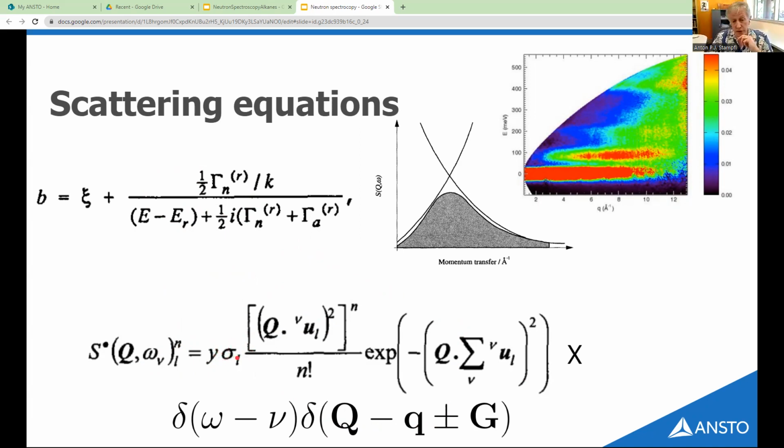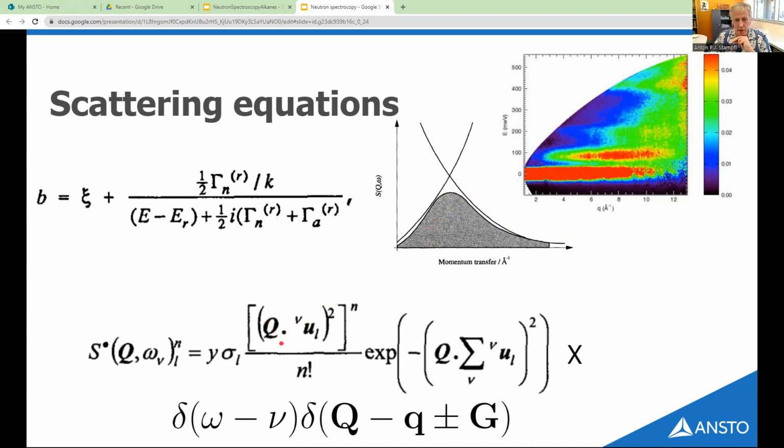The sigma is the scattering cross-section. It's a total scattering cross-section. So, for example, hydrogen has a huge scattering cross-section, so we do look at hydrogen a lot. Then there are these two terms here, right? And these two terms correspond to this relationship here.